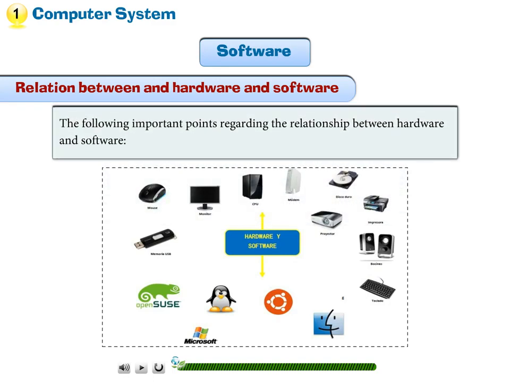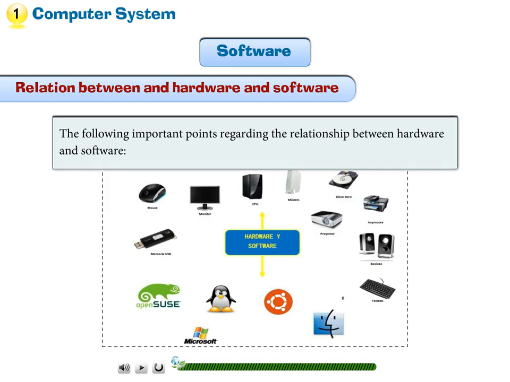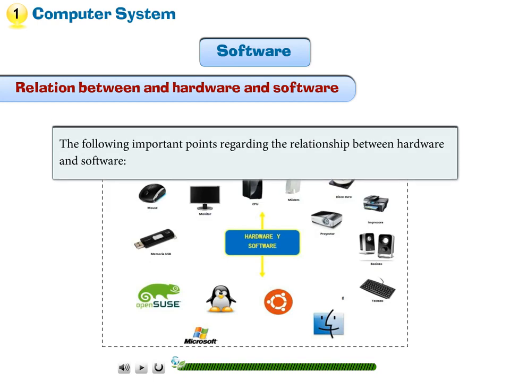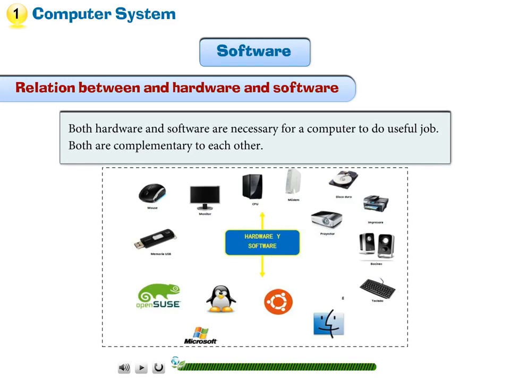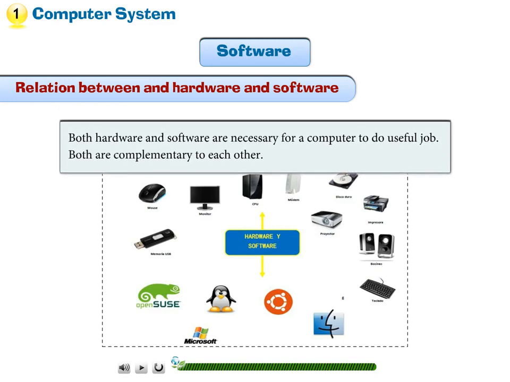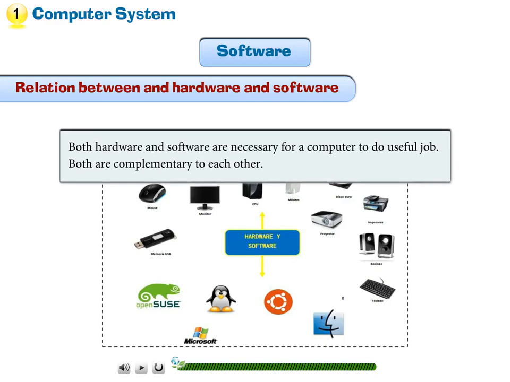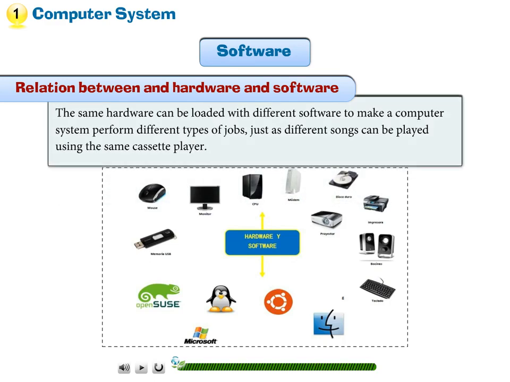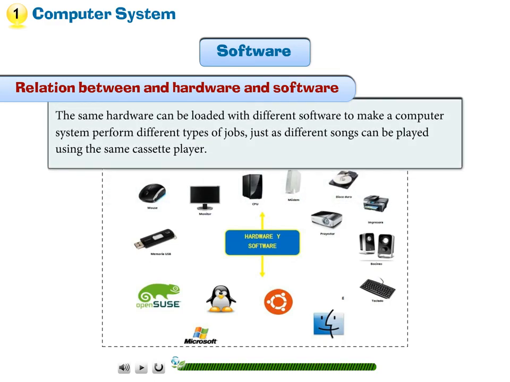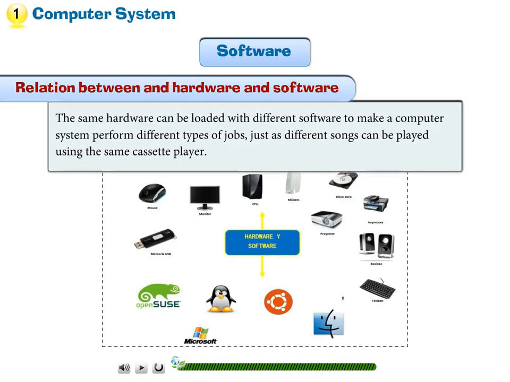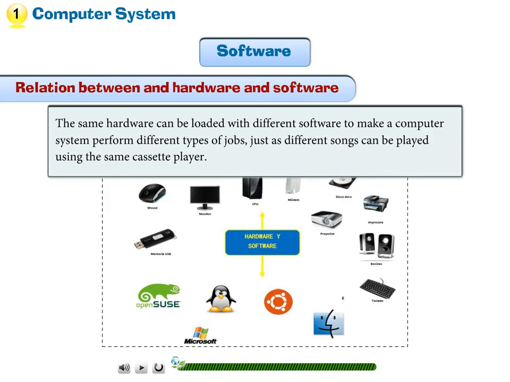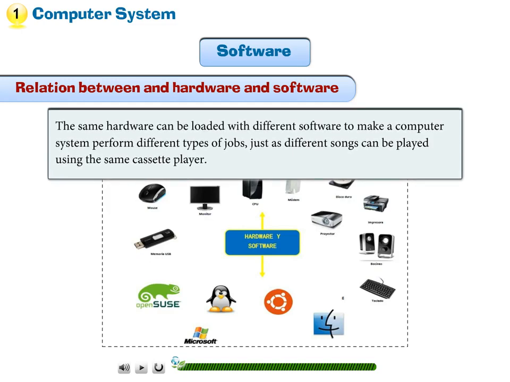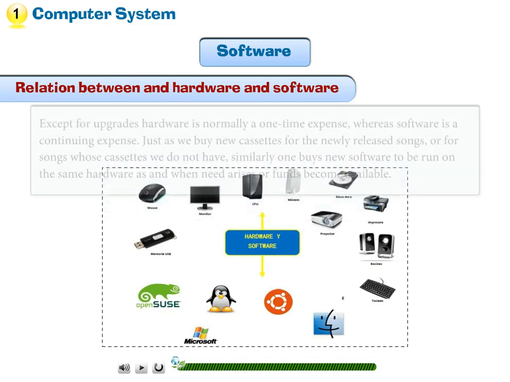The following are important points regarding the relationship between hardware and software. Both hardware and software are necessary for a computer to do a useful job. Both are complementary to each other. The same hardware can be loaded with different software to make a computer system perform different types of jobs, just as different songs can be played using the same cassette player.